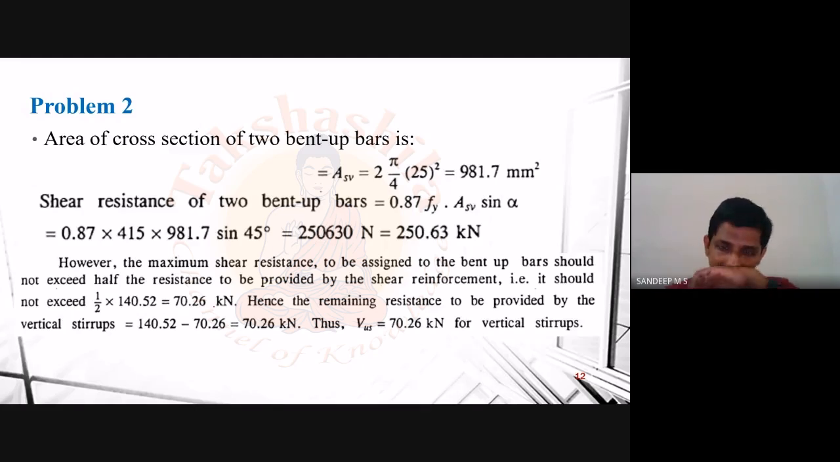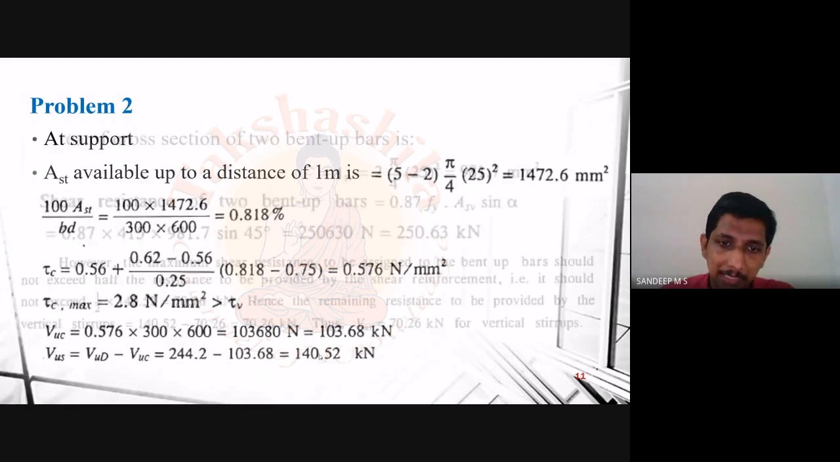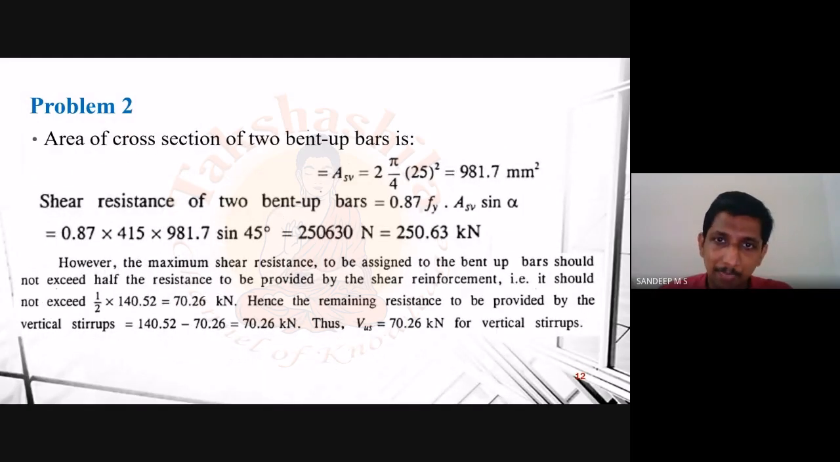Okay. So now what we need to do is that initially we were supposed to design shear reinforcement for 140.52. In this, 70.26 can be given to the bend-up bars. It has more capacity, but you just neglect that. As per the code, we can provide only 70.26 kilonewton to the bend-up bars. Now we have a remaining load of another 70.26 kilonewton. For this, we have to provide additional stirrups. This is how you should proceed with your shear design.